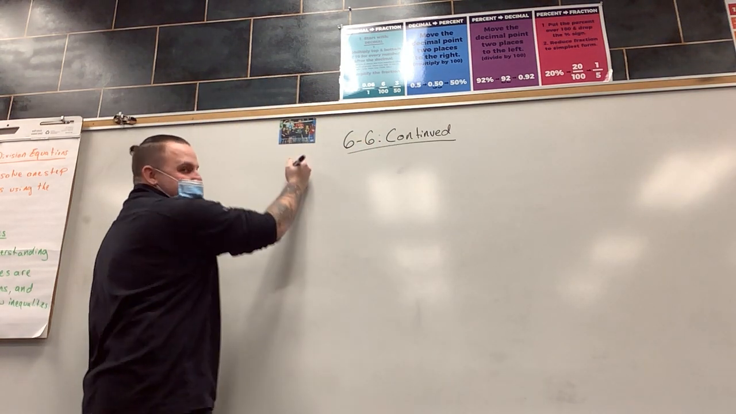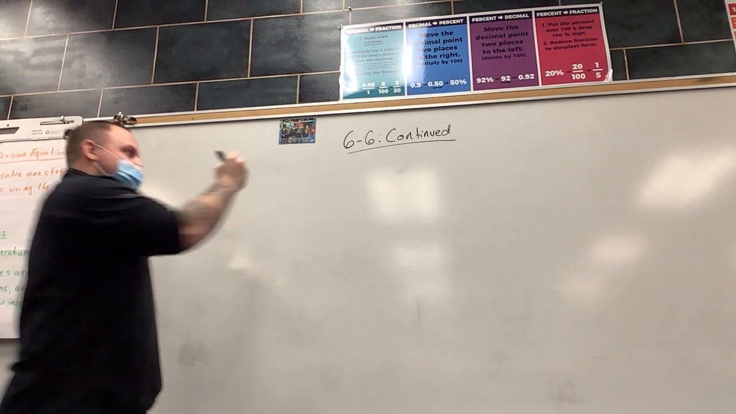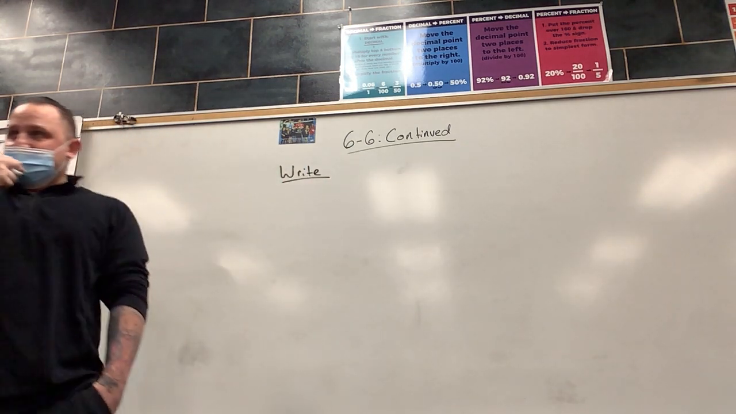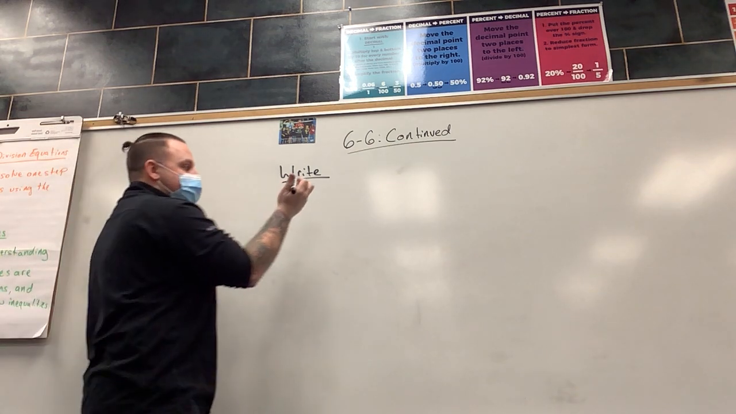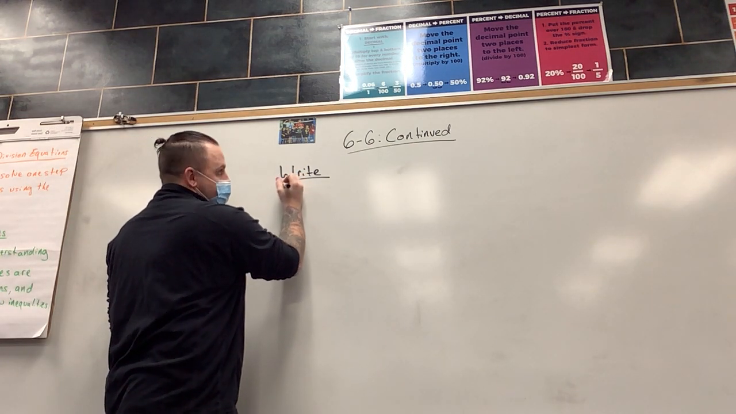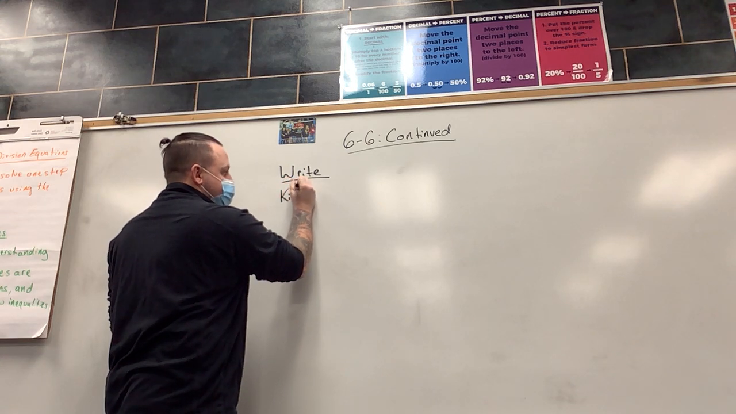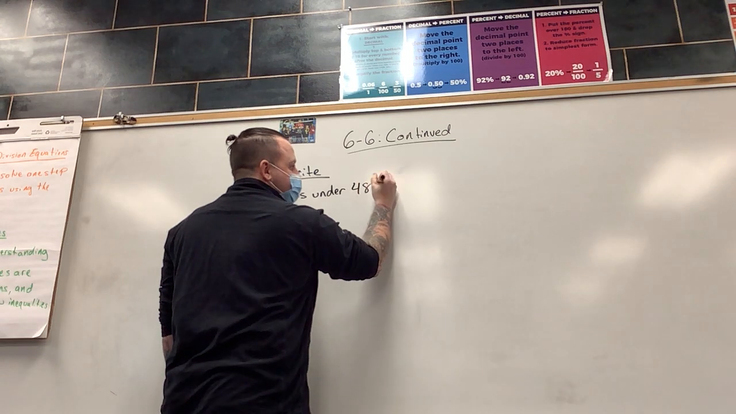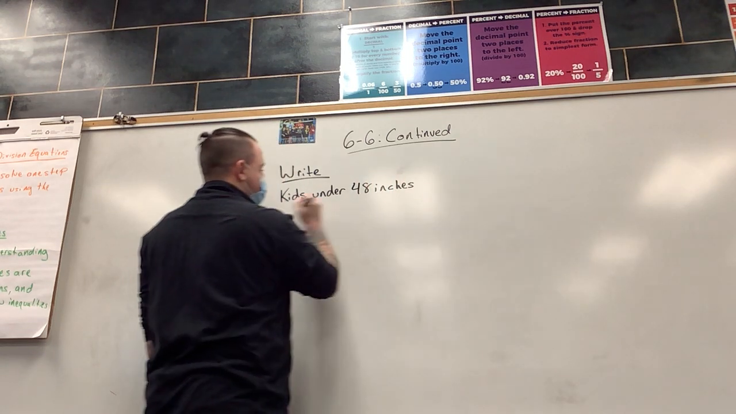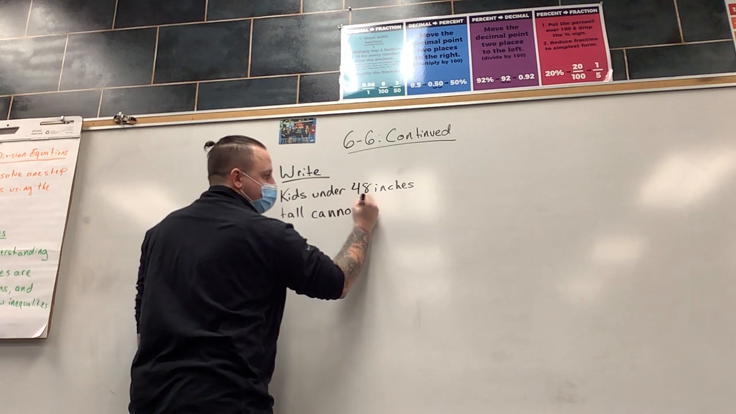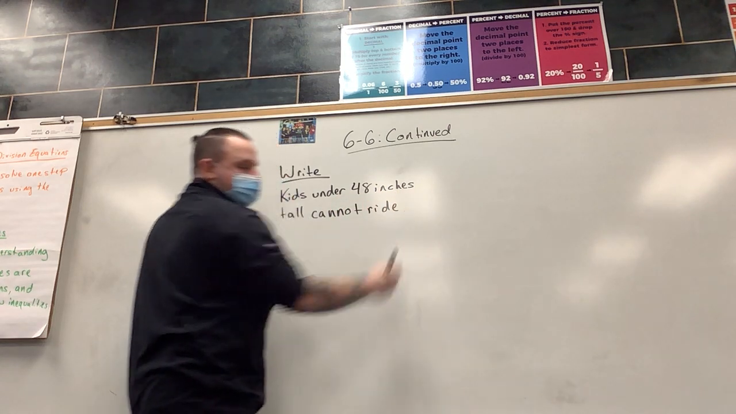I want you to write an inequality this time. So you're writing an inequality that would show this example right there. Kids under 48 inches tall cannot ride.